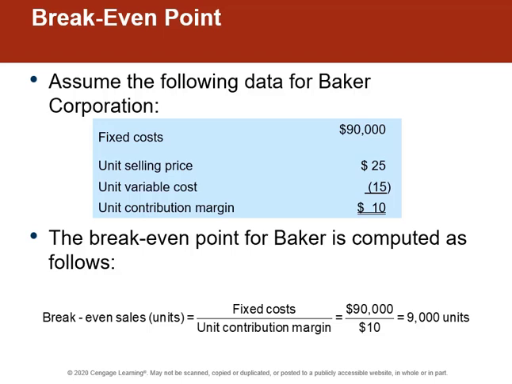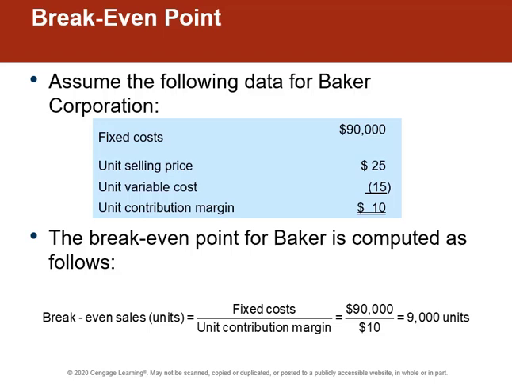All right, this is another company. This is Baker Corporation. All right, so what we know about Baker is they have total fixed cost of $90,000. They sell their products for $25 a unit. The variable cost is $15. So remember, we calculate unit contribution margin as the selling price minus variable cost.